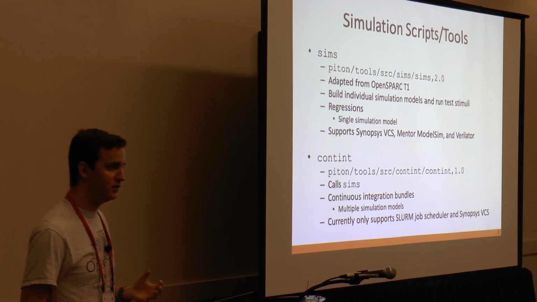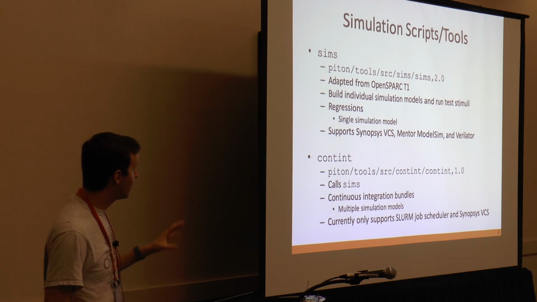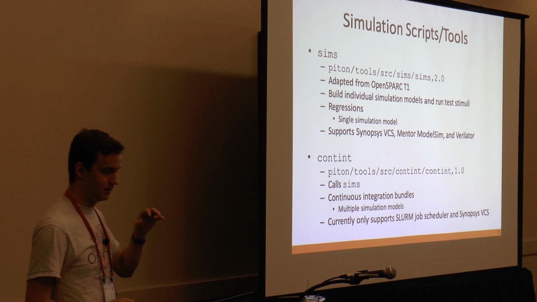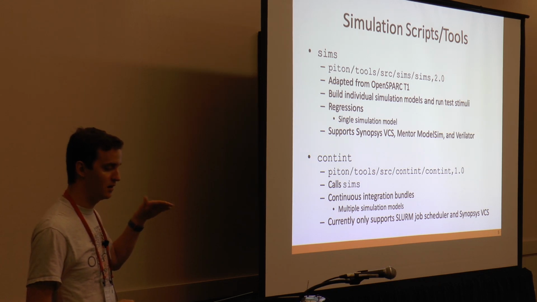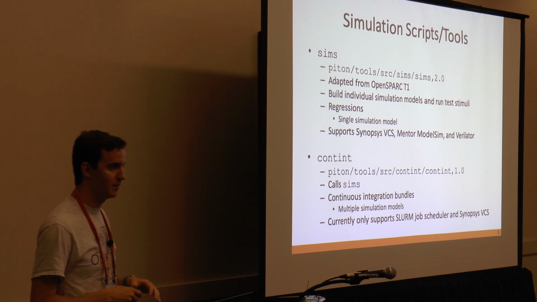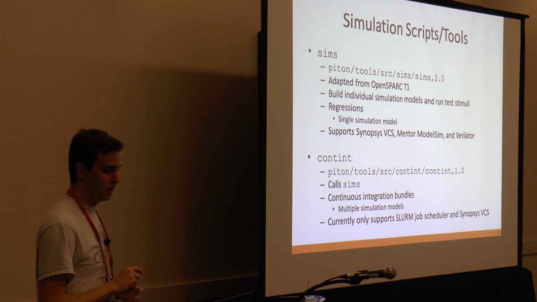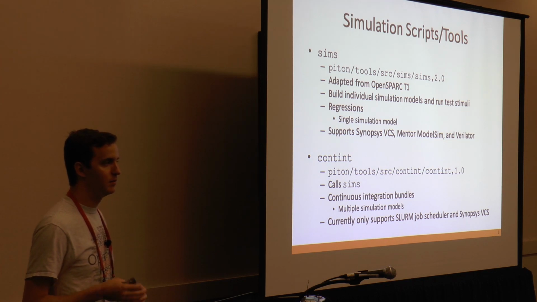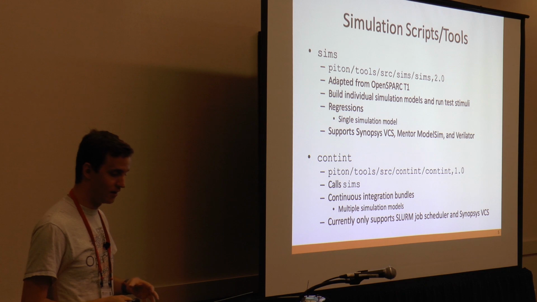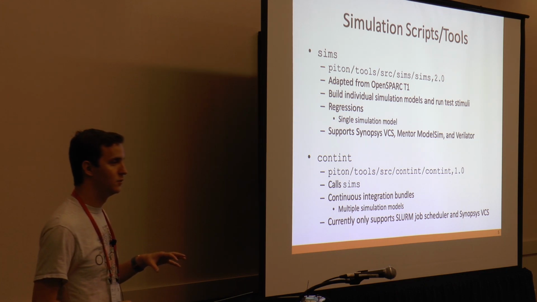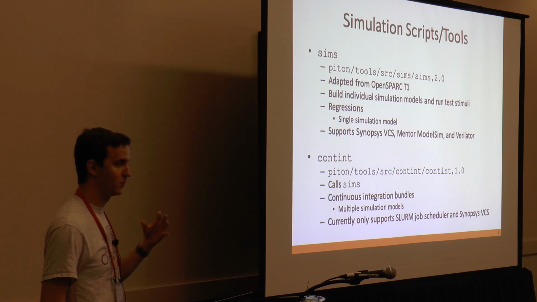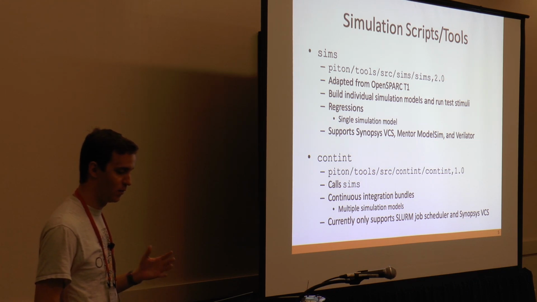To run these simulations, we're going to be using primarily one tool, SIMS. SIMS is found in the Piton tools source subdirectory, and this is adapted from the OpenSPARC T1 code. With SIMS, you can build individual simulation models and run individual test stimuli. We're also able to, for a particular simulation model, run regressions of tests on one particular model.